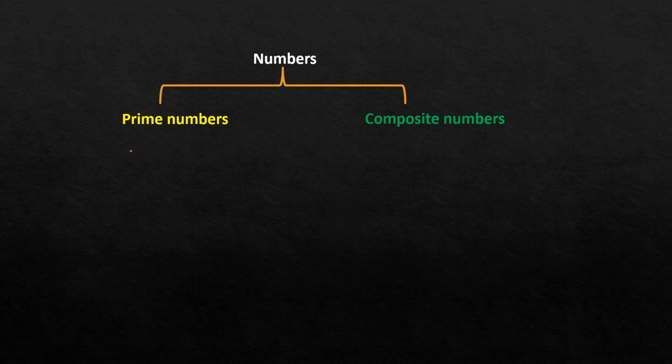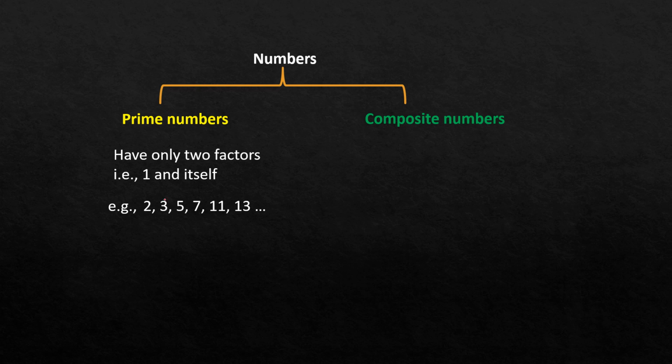Now let's look at numbers and see how there are many ways in which numbers can be classified. We will just see one such type. Numbers can be classified as prime numbers and composite numbers. So what are prime numbers? The prime numbers are numbers that have only two factors, that is, 1 and itself. For example, 2, 3, 5, 7, 11, 13, and so on. These are called prime numbers.